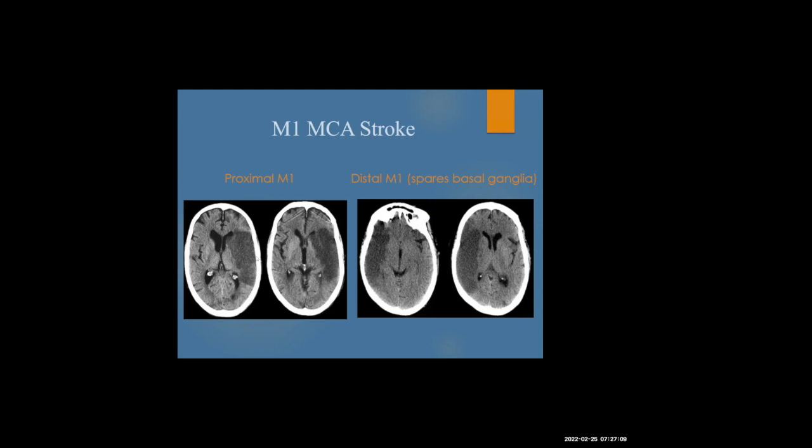Now, why is this helpful? It's helpful to know this because when the patient gets a follow-up vascular study, you're going to have a pretty good idea of where to look for the vessel occlusion, depending on the anatomic extent of the stroke.